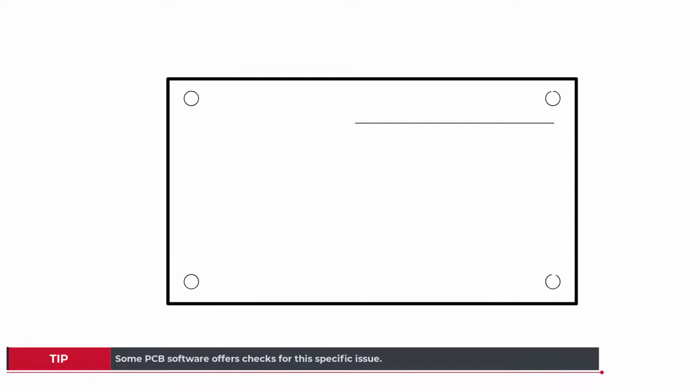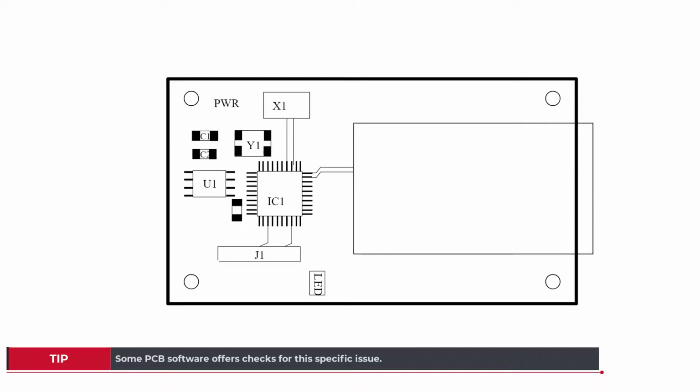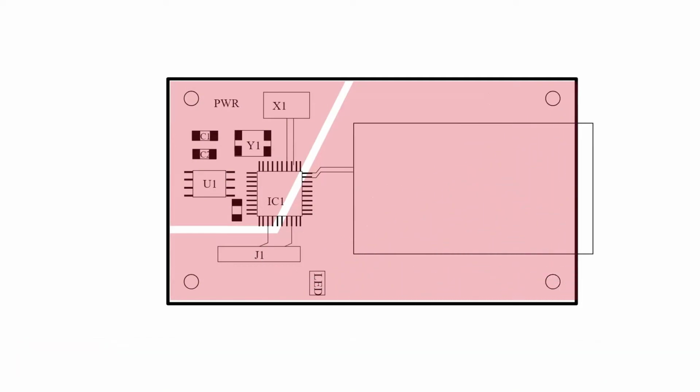When you are routing these critical traces, avoid crossing splits in the underlying planes. Crossing a gap in a plane can cause electromagnetic interference or noise. This can be detrimental to nearby circuitry and your entire design.